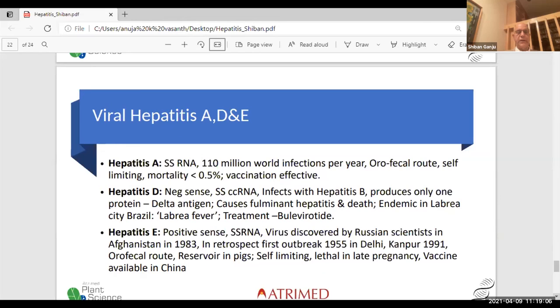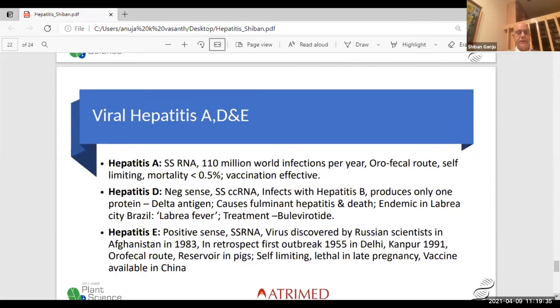This is the cause of hepatic coma in hepatitis B. Then hepatitis E is sporadic. It happens in outbreaks. There was one in Delhi in 1955, there was an outbreak in Kanpur in 1991, and it's still in endemic areas. And once hygienic conditions are poor, it holds a reservoir in pigs. So in dirty places, these diseases break out.